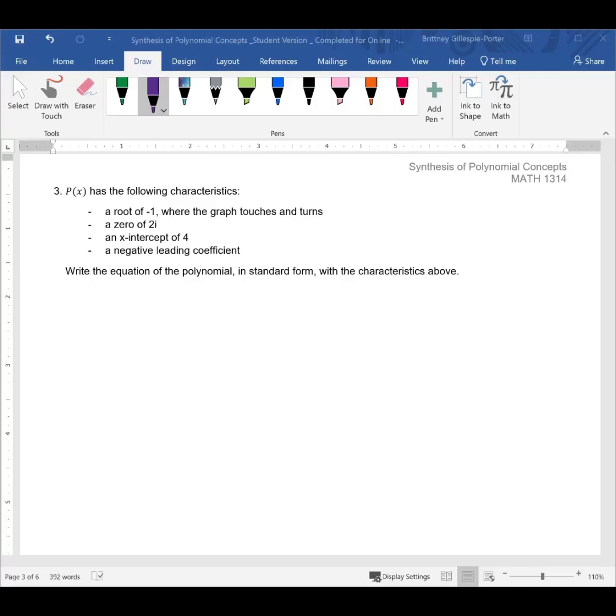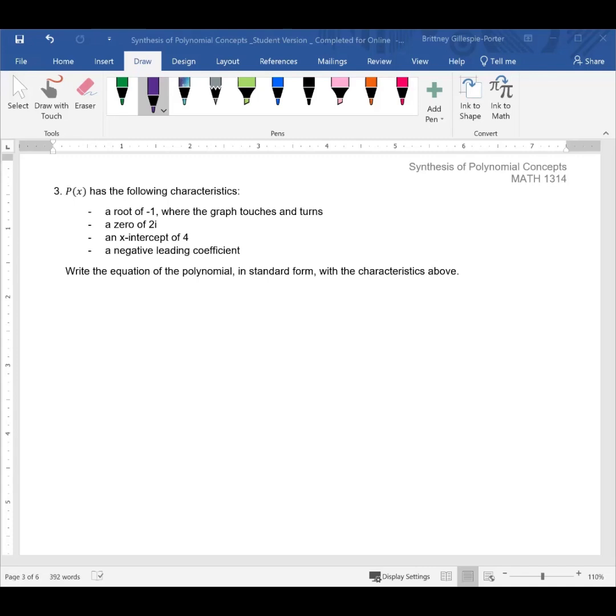All right. We have p of x with the following characteristics: a root of -1, where the graph touches and turns, a 0 of 2i, an x-intercept of 4, and a negative leading coefficient. We want to write the equation of the polynomial in standard form.